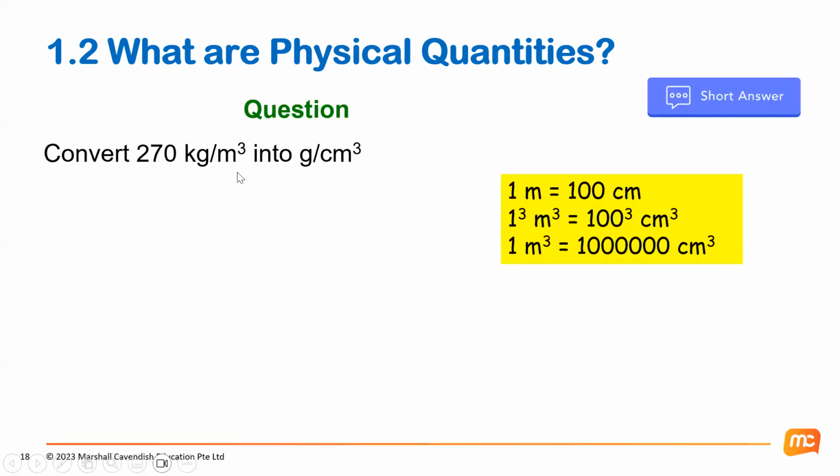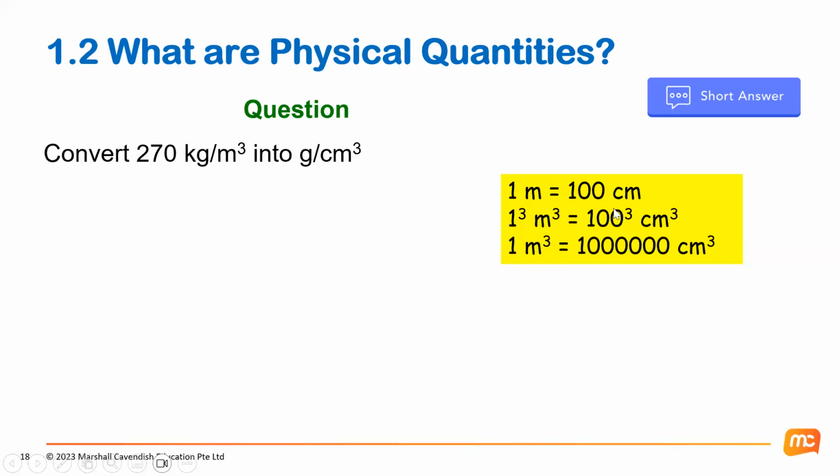Okay, next one, we go into a little bit more challenging one. This one, again, I have 2 different units, kg per meter cube. I want to change it into gram per cm cube. But this is even more challenging because this one has cube. Every time when you see units with cube and square, please pay particular attention to it. Okay, so what does it mean?